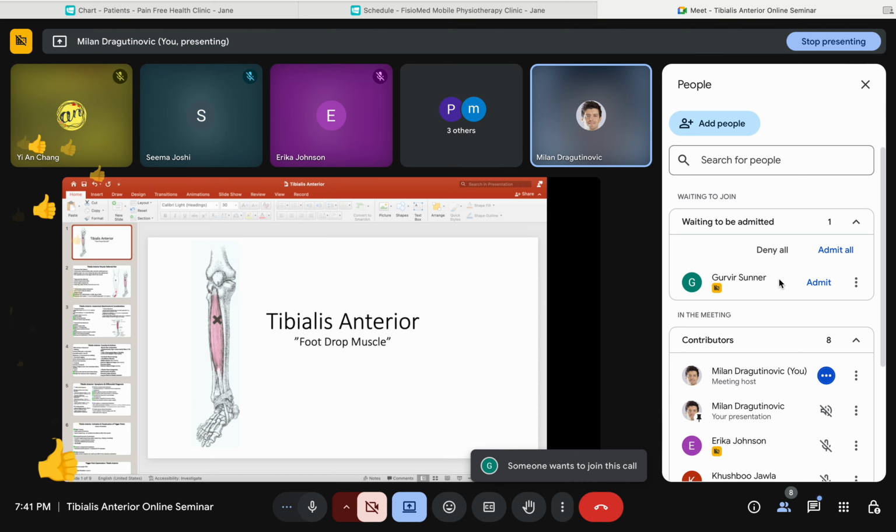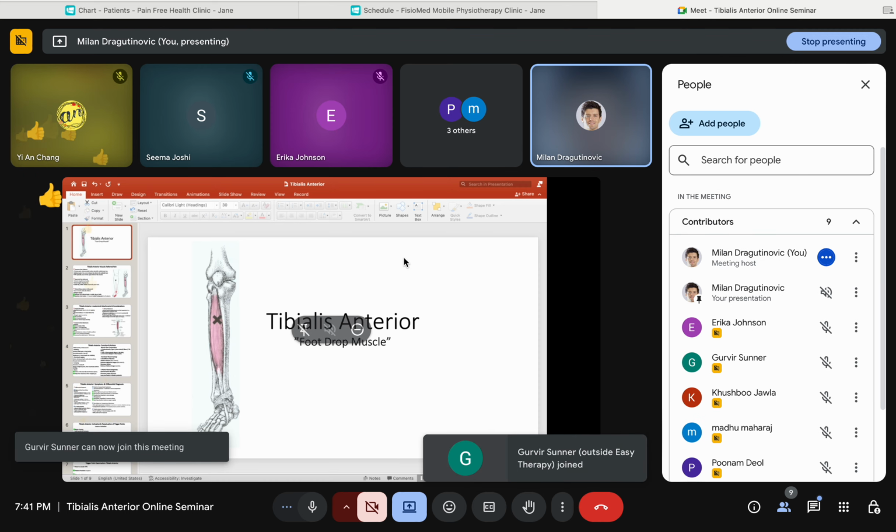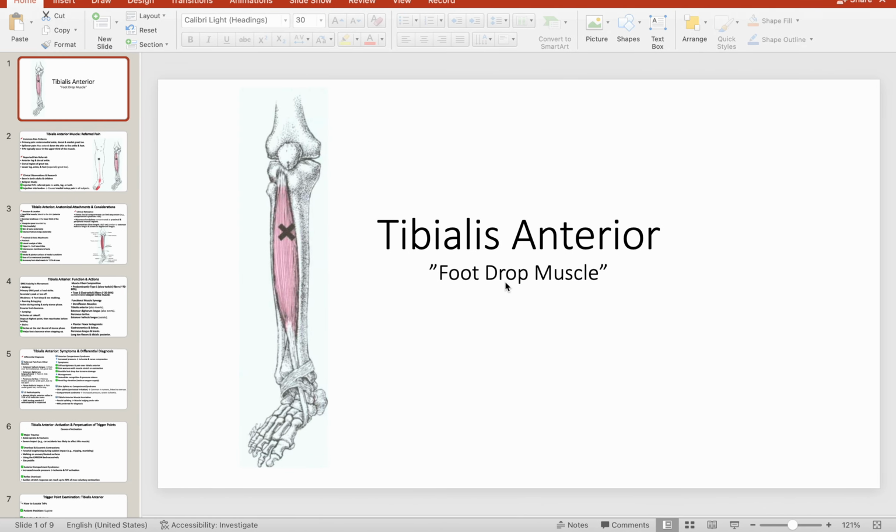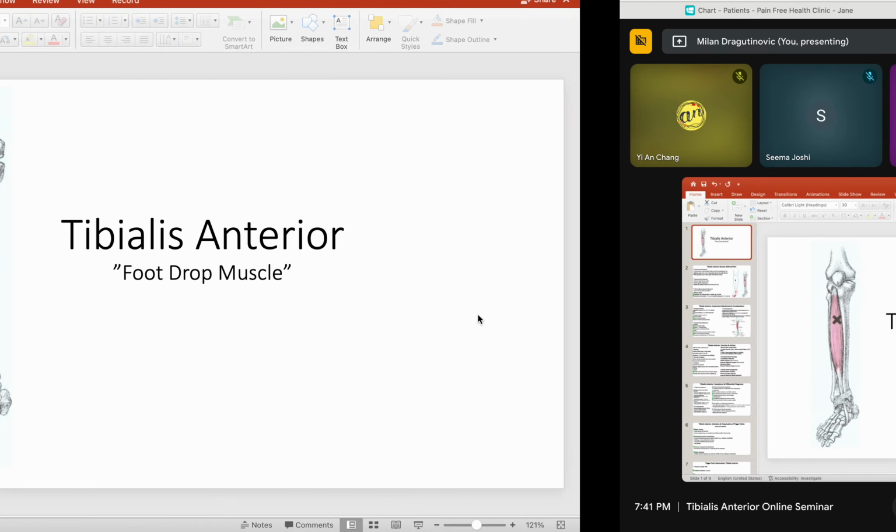Let's see. There you go. Good. So let's start off. Everyone can see the screen.